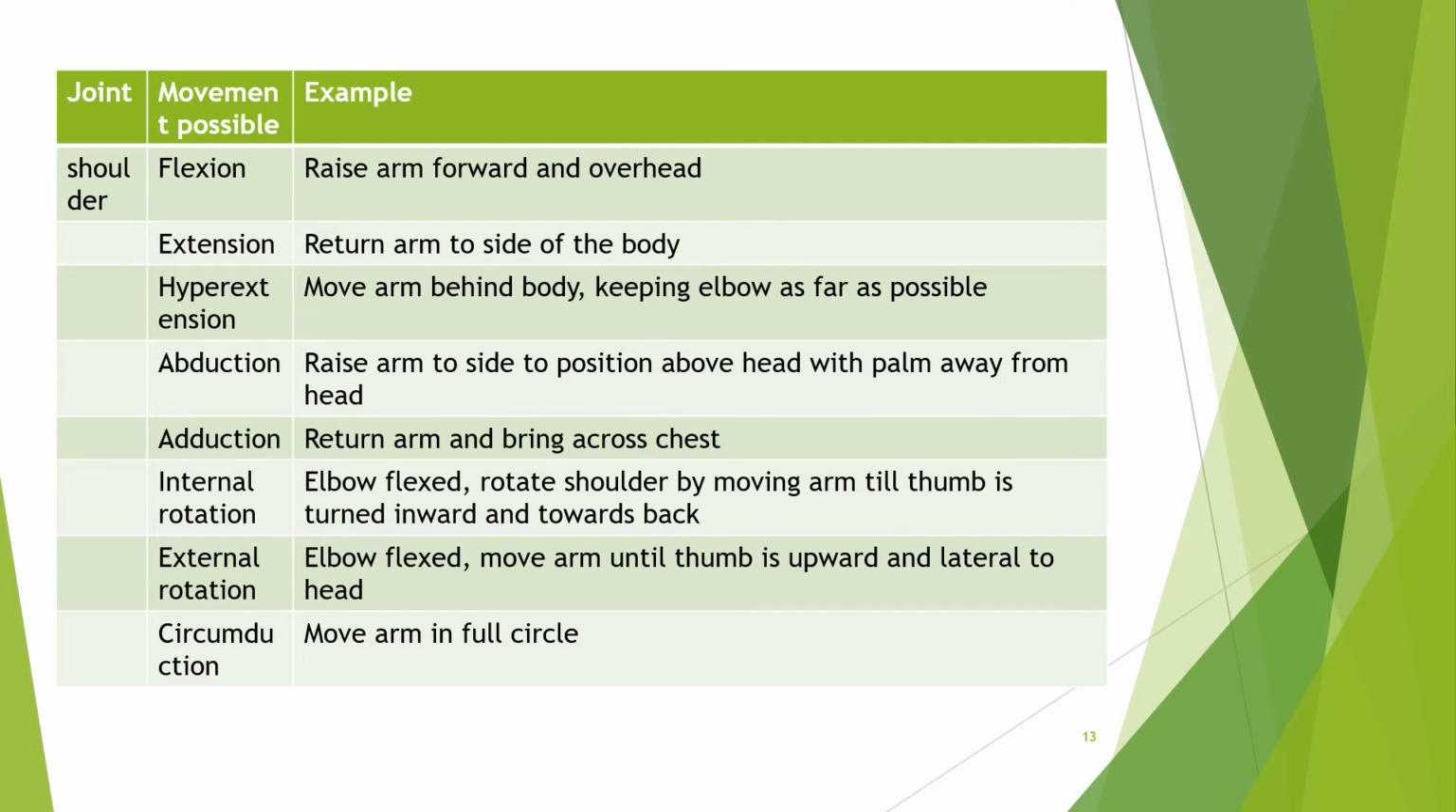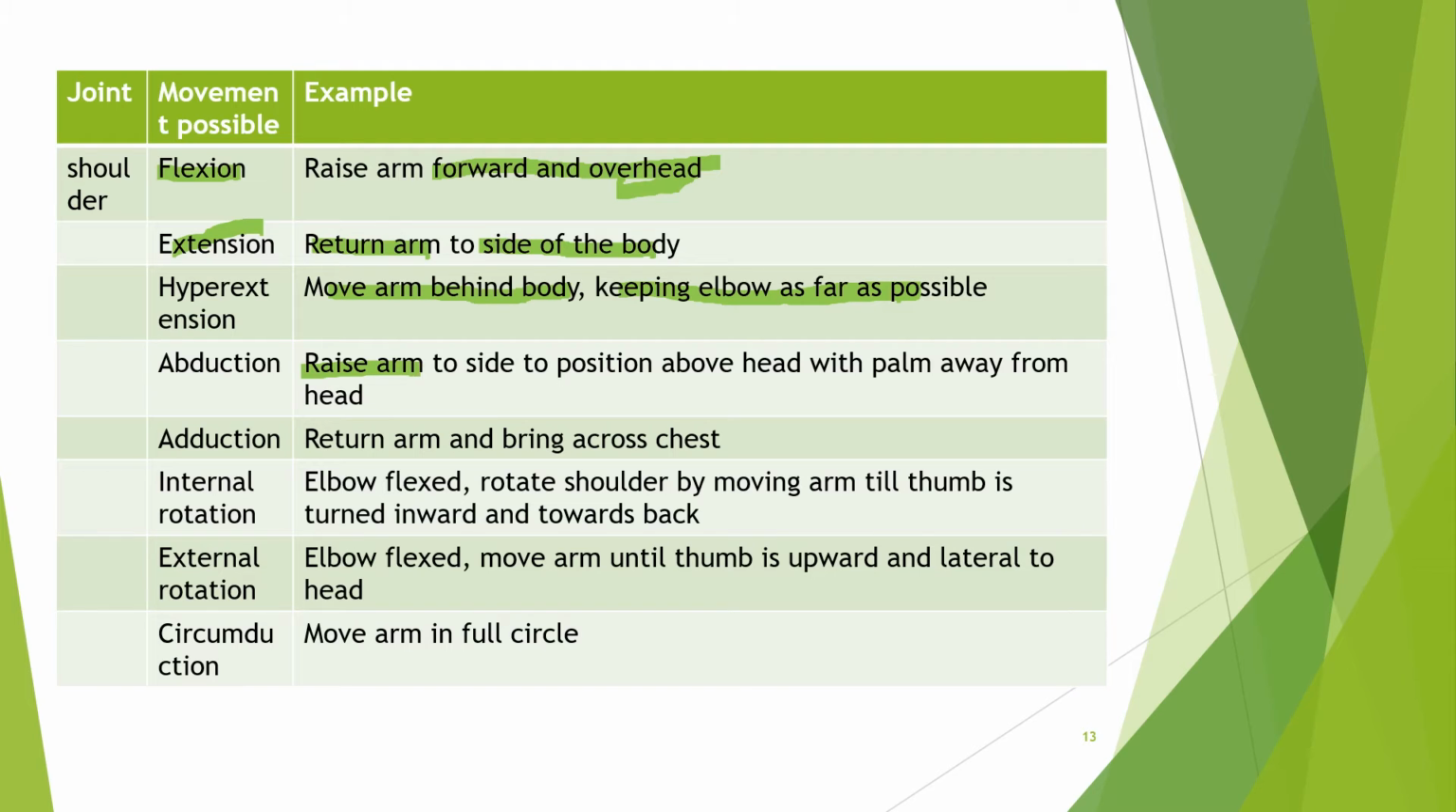Next, we have the shoulder joint. Same as the neck joint, there is a flexion. Flexion is raising the arm forward and over your head. Don't be confused, we have some diagrams in the next slide. We will see with the diagram. Extension is returning your arm to the side of the body. Hyperextension is the movement of the arm behind your body, keeping the elbow as far back as possible.